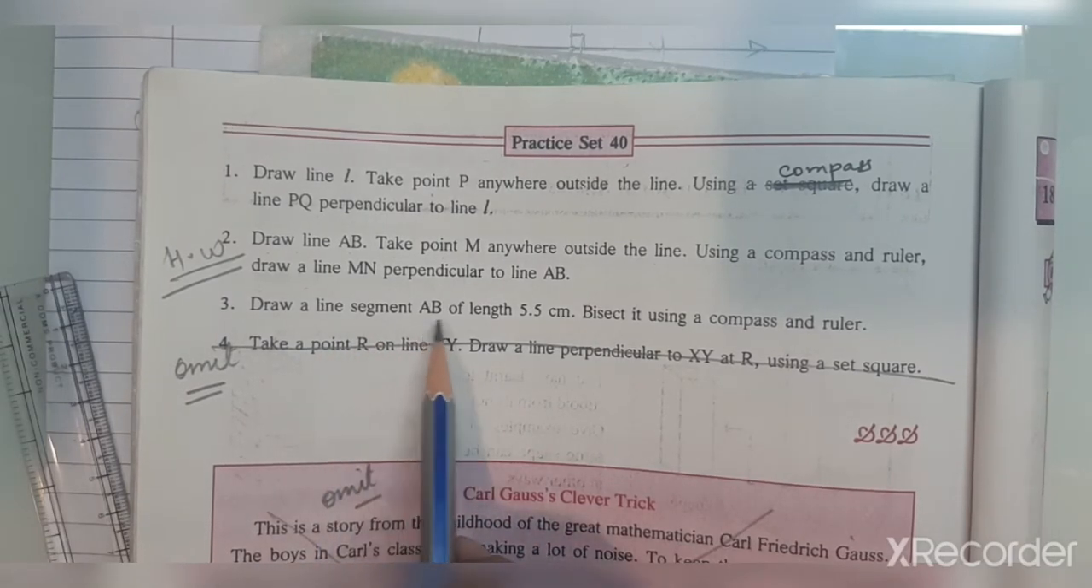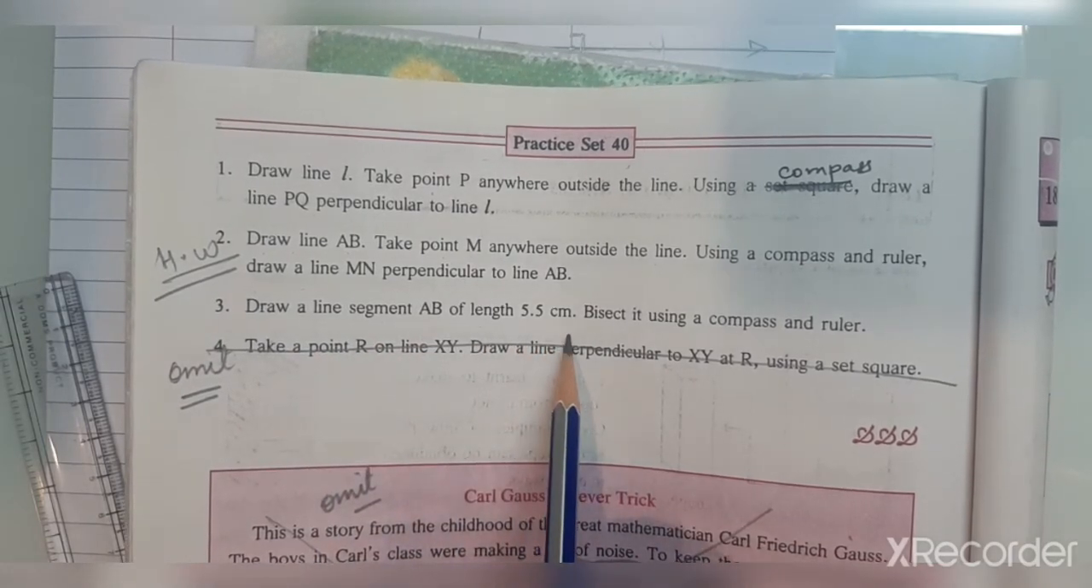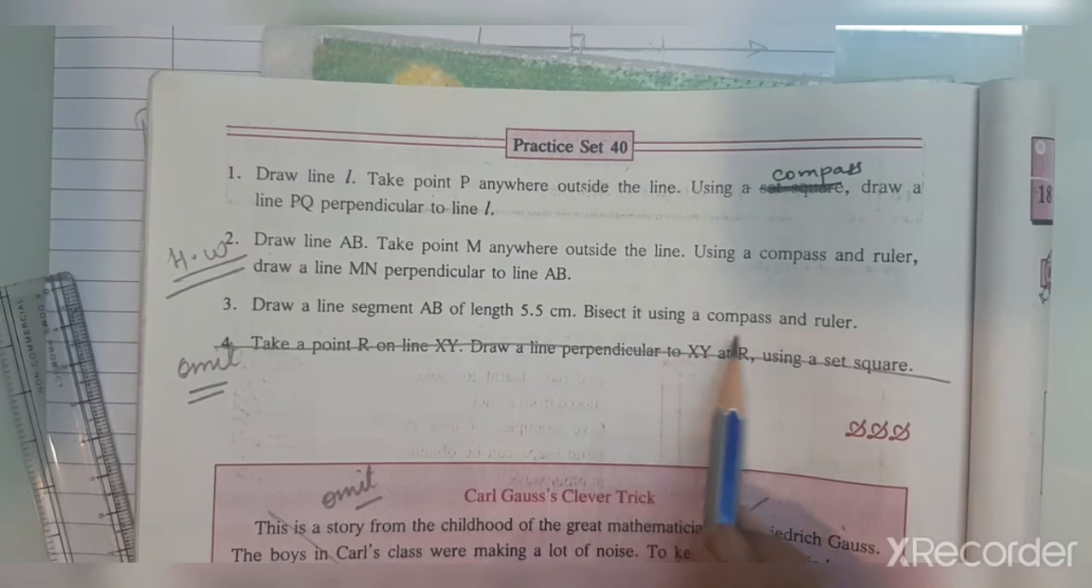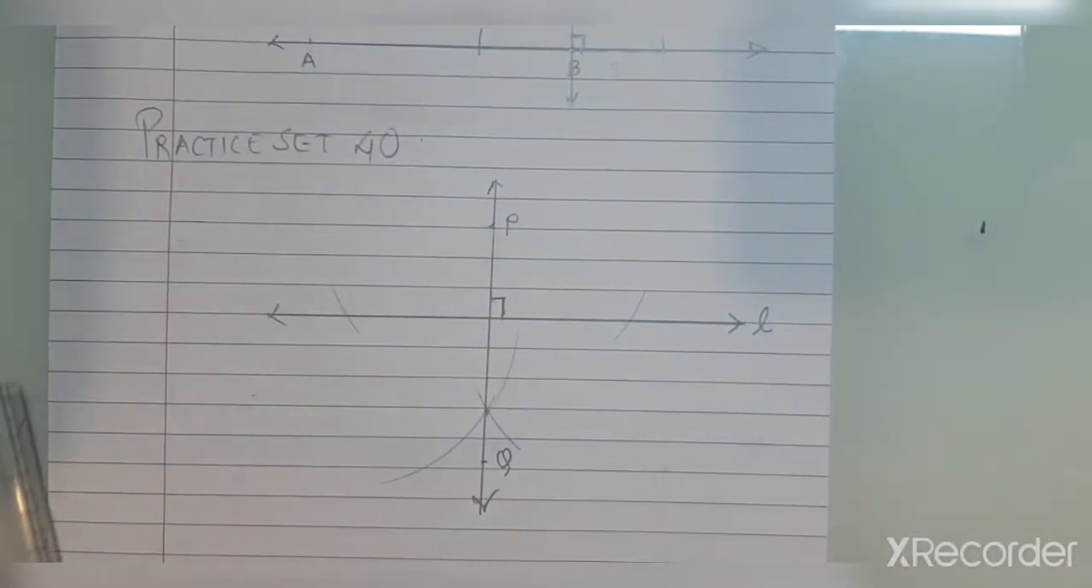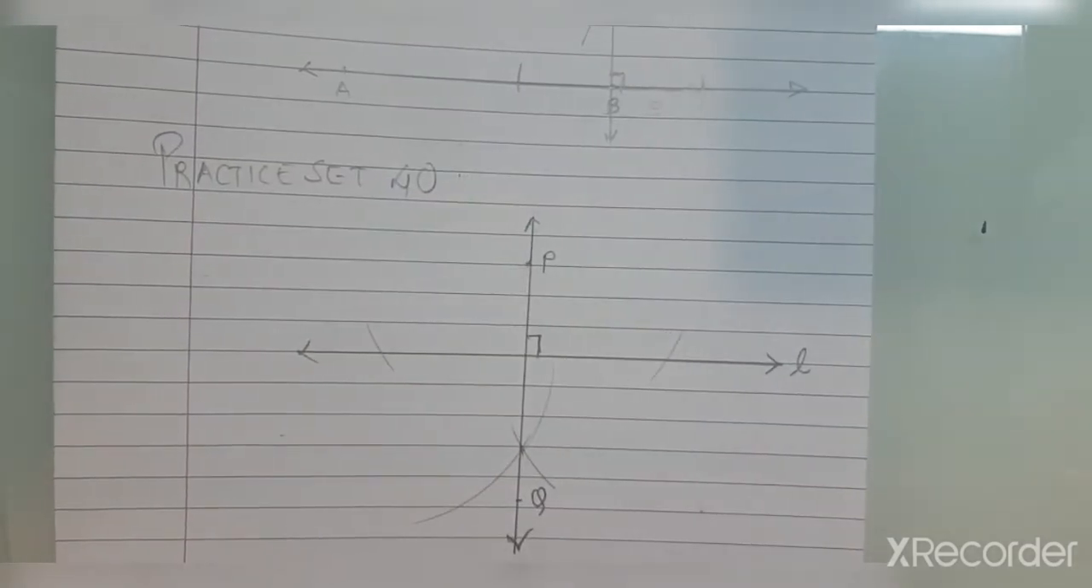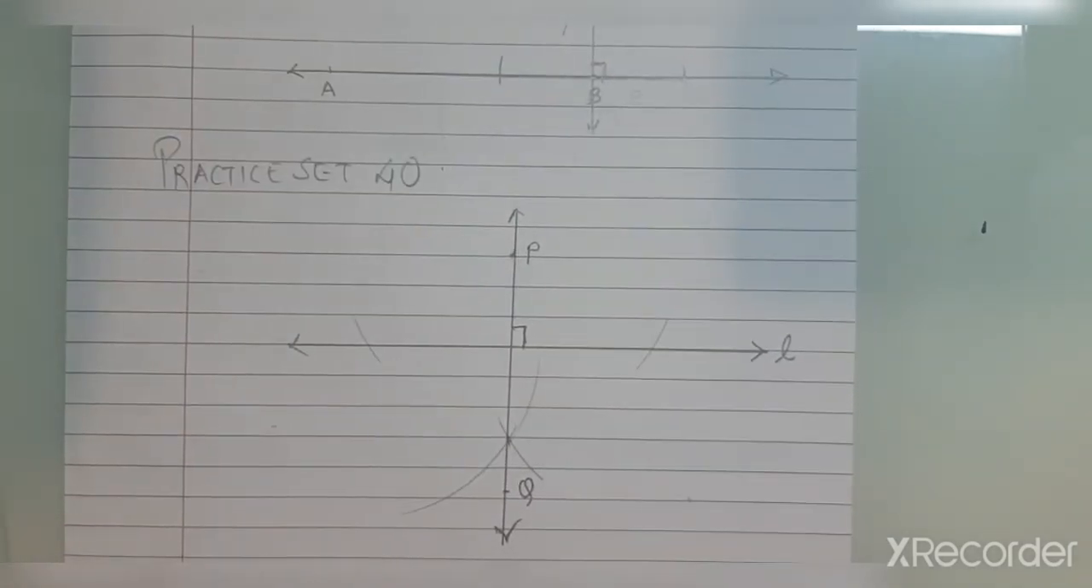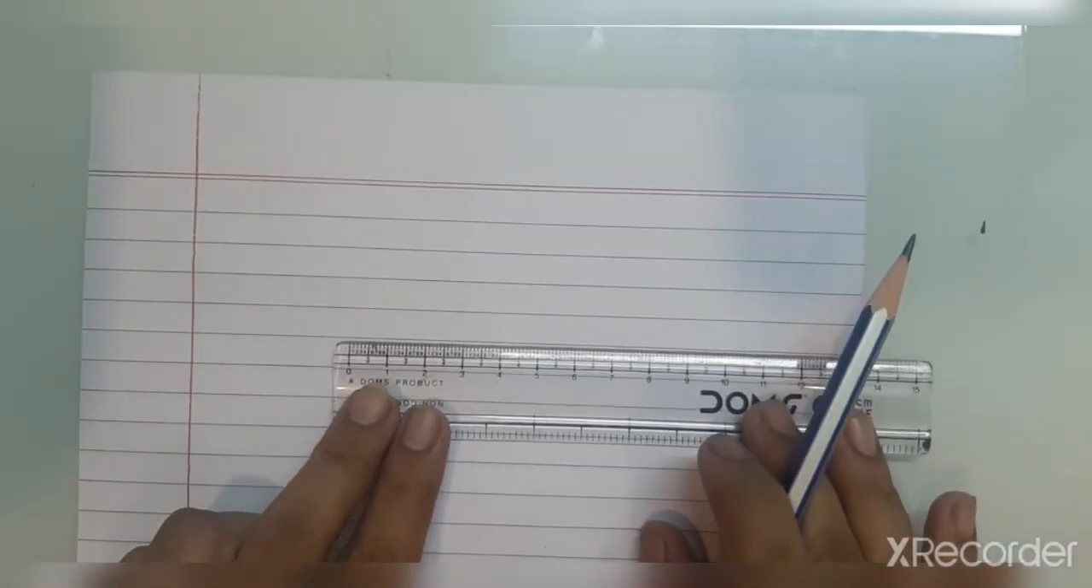Draw a line segment AB of length 5.5 cm and bisect it using a compass and a ruler. Now what do you mean by bisect? Bisect means we are going to divide it into 2 equal parts. So first we have to draw a line segment of 5.5. They have not given a line, they have given us the measurement, that is line segment, which is 5.5.